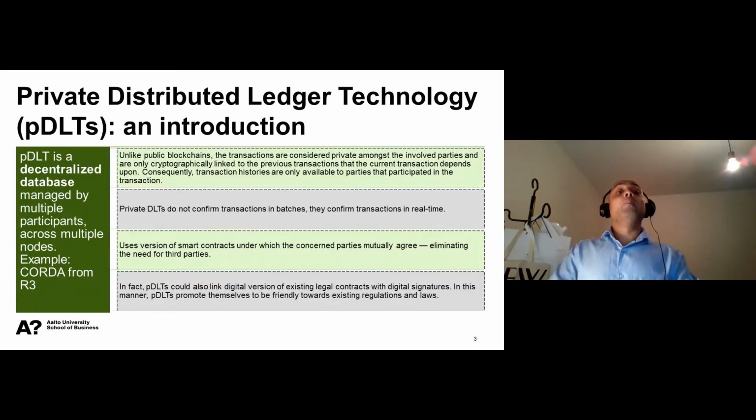In fact, the movement to private DLT technology could be linked to milding the promise of blockchain to suit existing companies and existing laws. In this sense, private DLTs could also link digital versions of existing legal contracts with digital signatures. In this manner, we could say that private DLTs promote themselves to be friendly towards existing regulations and laws.